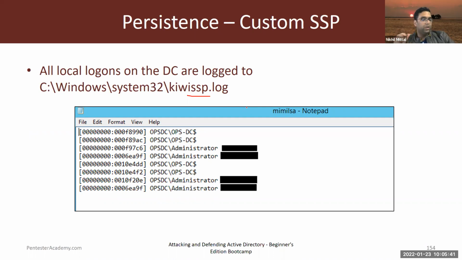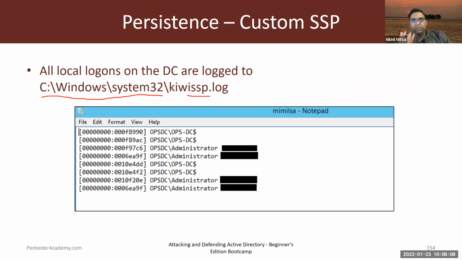Because Credential Guard would have no idea that this SSP is there. I mean, it would not protect against a malicious SSP. That is what Credential Guard is unable to do. So if you can set up an SSP, you bypass Credential Guard as well. However, one very important thing to note here is the path.